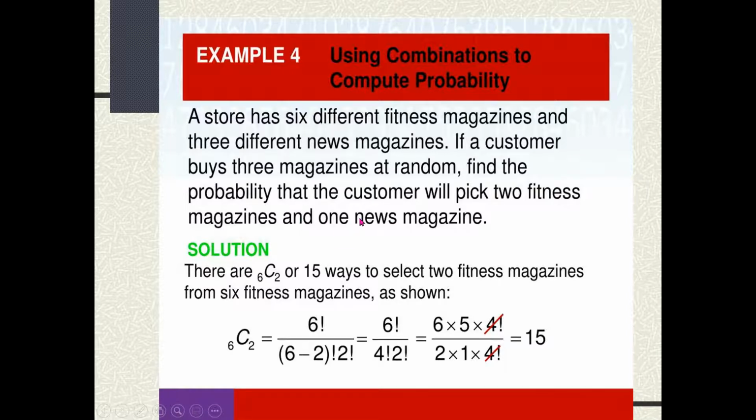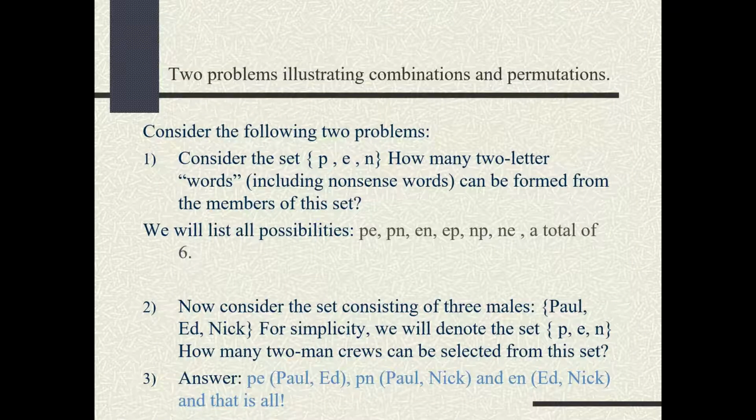If we were to choose 1 news magazine, how many total news magazines are there? 3, and we have to choose 1. So how many ways will be possible? 3C1, right? So if we were to calculate the overall total possible ways, we will multiply 6C2 by 3C1, and with a little bit of further calculation, it's very easy to calculate the required probability.